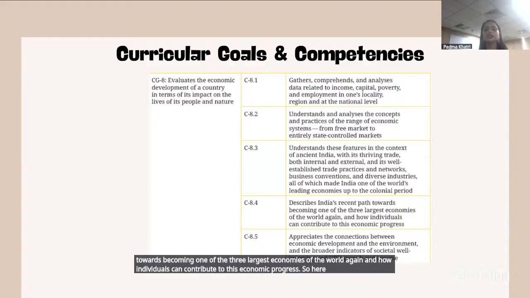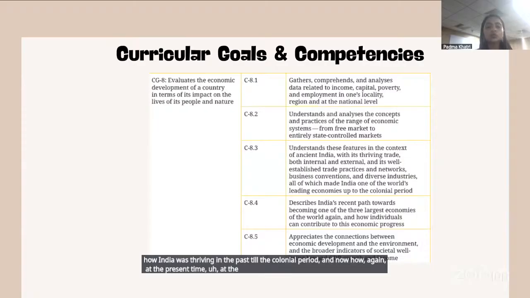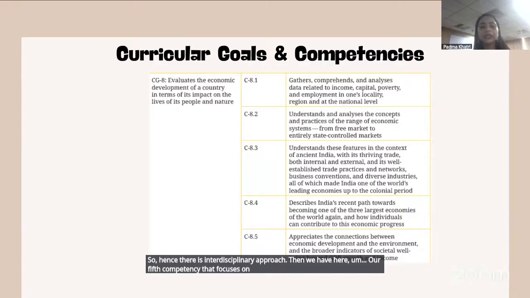So here you can see the students are going to learn how India was thriving in the past till the colonial period, and now how again at the present time, it is moving towards becoming one of the three largest economies. So there is a connection from the past to the present time. Hence there is an interdisciplinary approach. Then we have the fifth competency that focuses on appreciating the connection between economic development and the environment and the broader indicators of societal well-being beyond GDP growth and income. So this was all about our curricular goal 8.